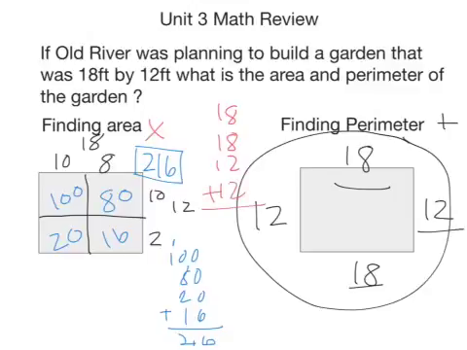Alright, let's add them together. I know that 8 plus 8 plus 2 plus 2 is the same as saying 20, so I'm going to put my 0 down, carry my 2, and 2 plus 1 plus 1 plus 1 plus 1 is the same as saying 6, so I know that my perimeter of this is going to be 60. There you go. Just remember that finding area, you're going to multiply both sides, and finding perimeter, you're going to add all of the sides together.